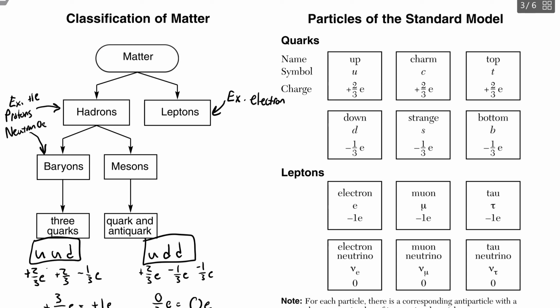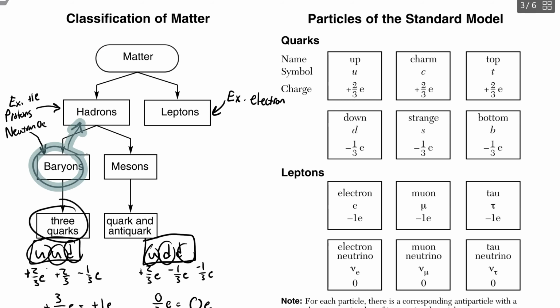So the quark composition of a proton is up, up, down. The quark composition of a neutron is up, down, down. And since they're made of 3 quarks, they're considered baryons, which are a type of hadron.